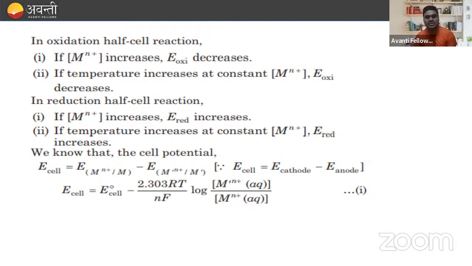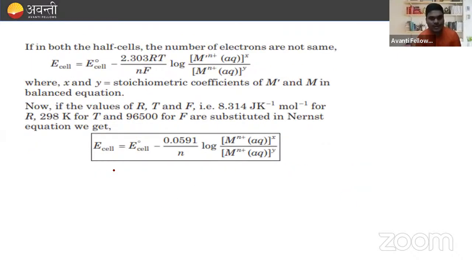We know that the cell potential E cell is equal to cathode minus anode. Just put the values: E cell is equal to E° cell minus 2.303RT/nF log, and put the values of F and R as well. If the reaction is at 25 °C, then on putting the values we get E cell = E° cell − (0.0591/n) log [Mⁿ⁺]x/[Mⁿ⁺]y. Better, we can write it as the concentration of the product upon the concentration of the reactant. I hope this is clear to you.